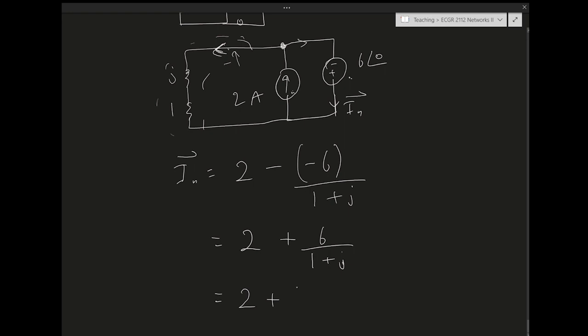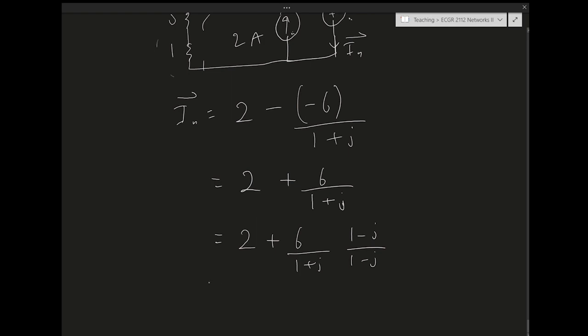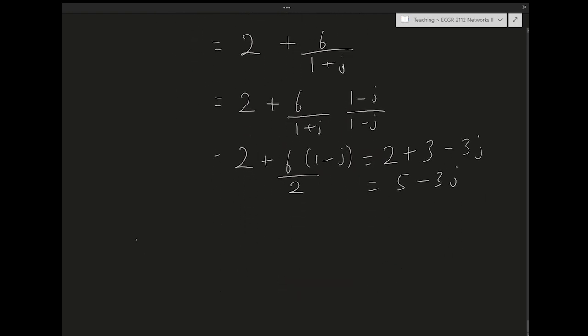So it's going to be 2 plus 6, 1 plus J, 1 minus J over 1 minus J. I end up with 2 plus 6 over 1 squared plus 1 squared, which is 2, right? And this is 1 minus J. So this is 2 plus 3. 6 over 2 is 3, so 3 times 3J. So this is 5 minus 3J. So remember, we always get this 5 minus 3J. So let me draw the Norton circuit. So this is IN, 5 minus 3J.